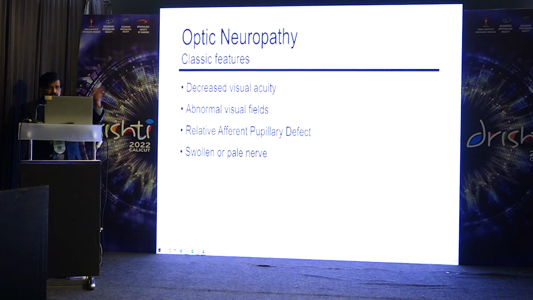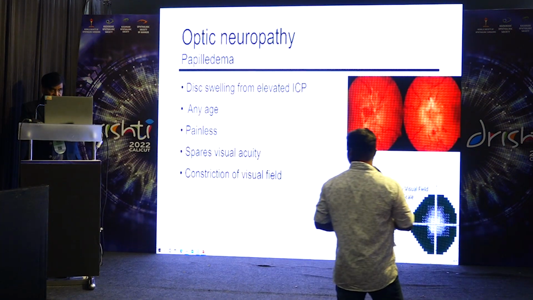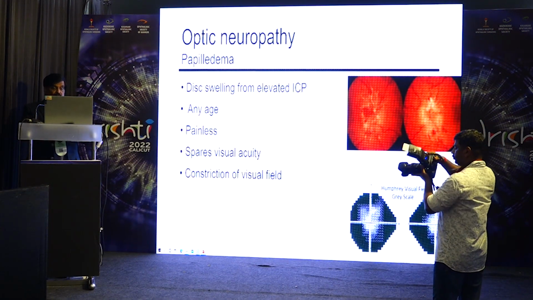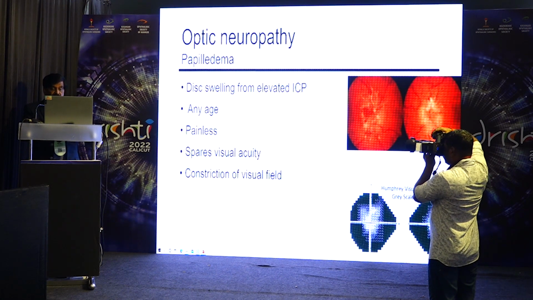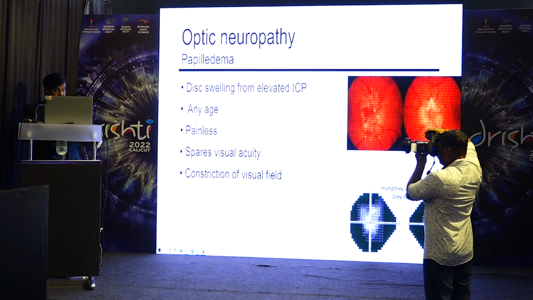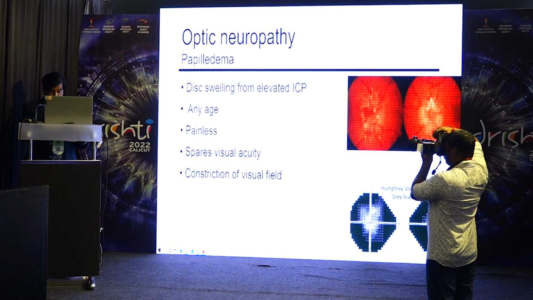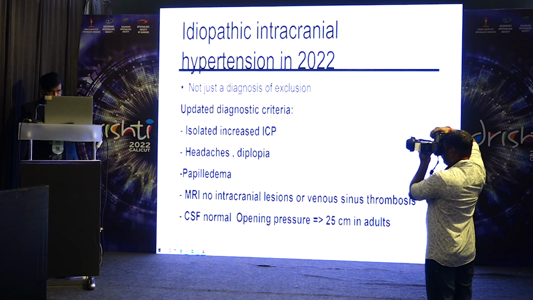Now, from the retina, we go to the optic nerve. The optic neuropathies, as a general rule, have the following things, which I am not going to repeat. Everybody knows that. Because of the time constraint, I am not going to describe the details. Of course, papilledema is one factor, an optic neuropathy where there is swelling of the disc due to the increase in the ICP. It can occur at any age, it is painless, and it usually spares visual acuity, but it may produce a peripheral constriction of the field. That is one feature that every one of us knows.